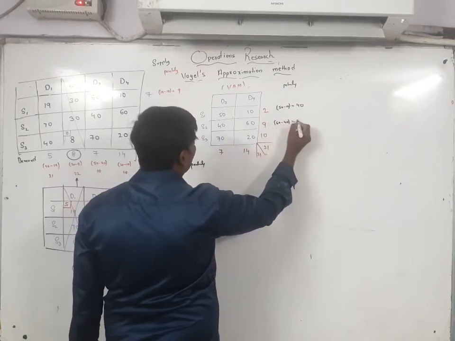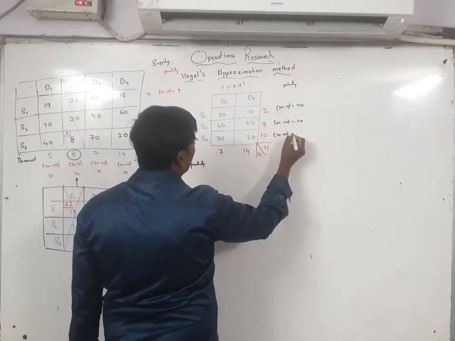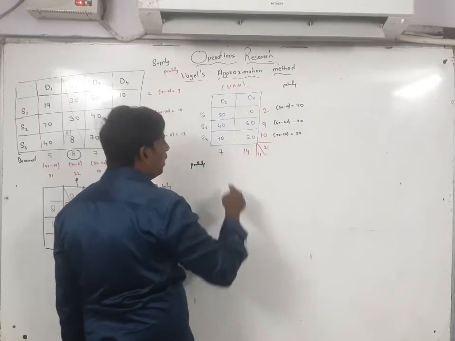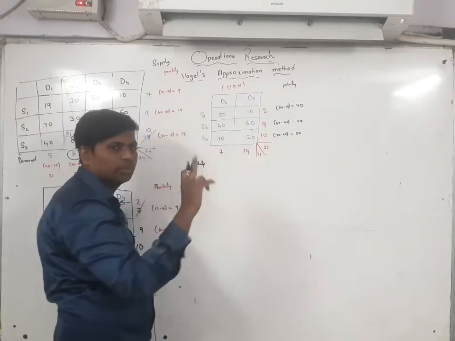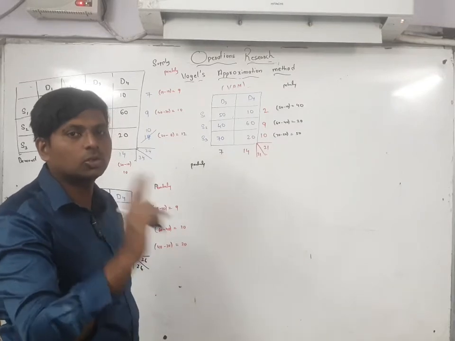How much is it? 20. Next one is 70 minus 20. How much is it? 50. Then in the column you have to select. There are 3 terms. How many terms are there? 3 terms. So in that you have to select the 2 least terms.